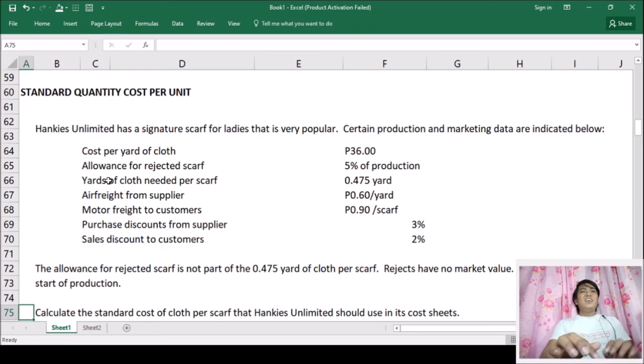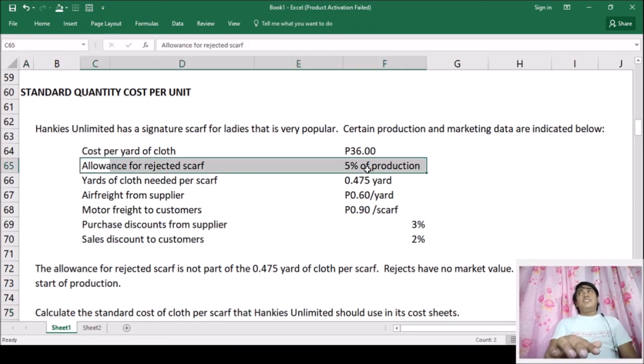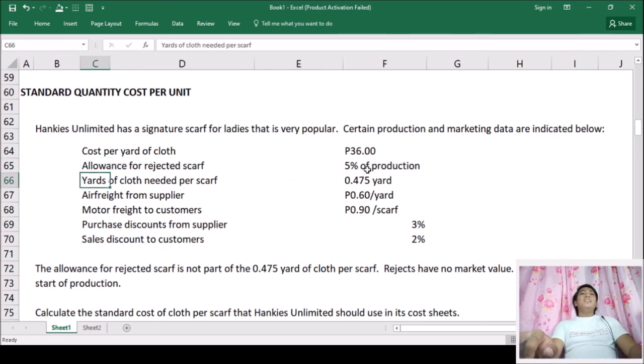Allowance of rejected scarf, ito take note. The allowance or the normal loss is considered as part of the quantity or as of cost, no? Part po siya sa pag-determine ng cost. Okay? Yards of cloth needed per scarf is 0.475. Air freight from supplier, 0.6 per yard. Motor freight to customers, 0.9 per yard. Purchase discount is 3%. Then the sales discount to customers is 2%.